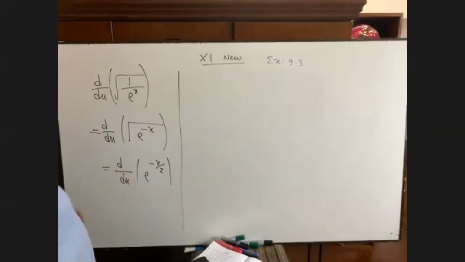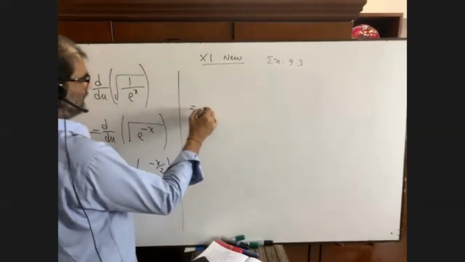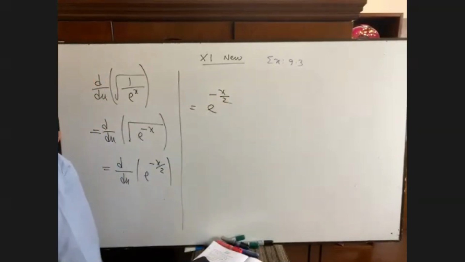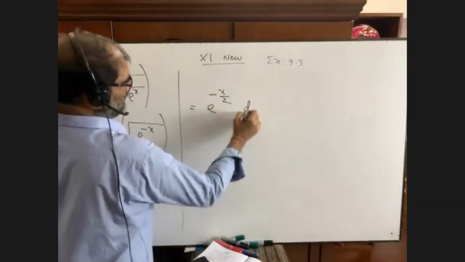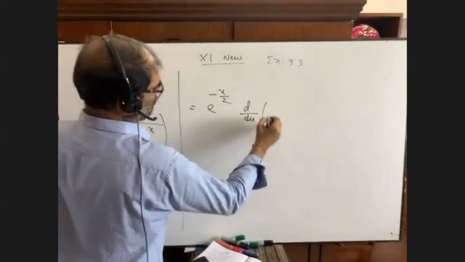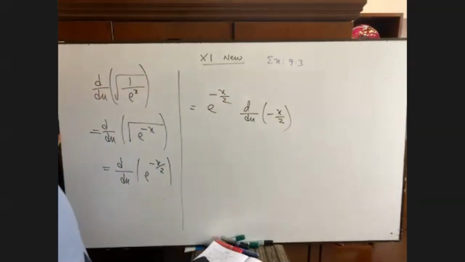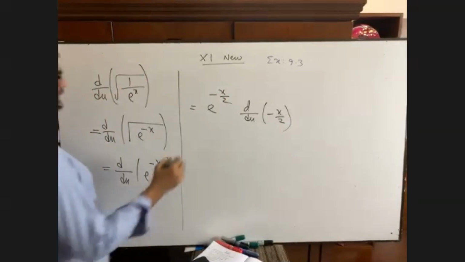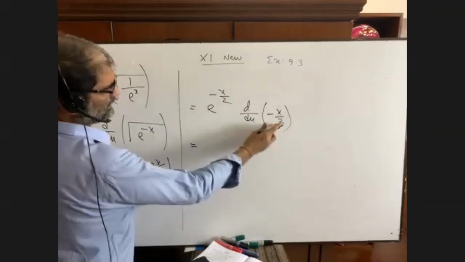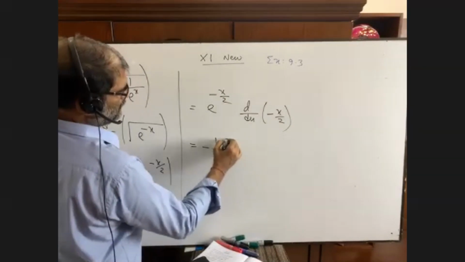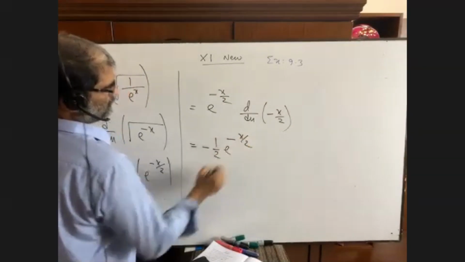Now, what is e to the power x? E to the power x is e to the power x. But x is here minus x by 2. That is not only x, so it will be again differentiated. That means here it is minus half. We are getting here minus half e to the power minus x by 2.